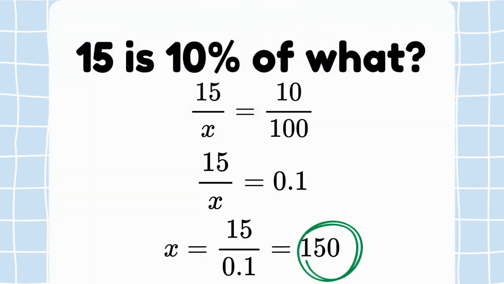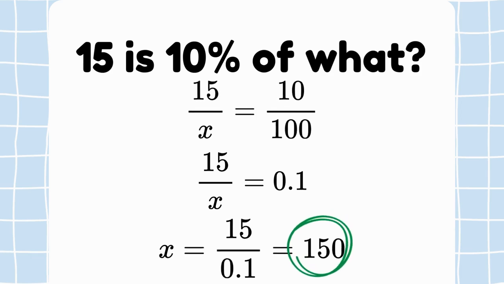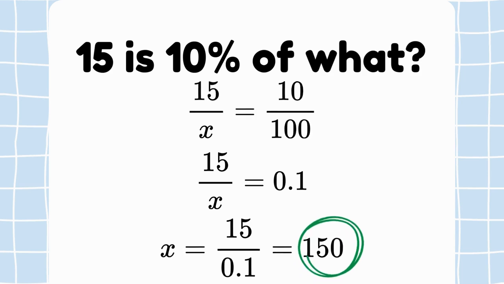Now, when we go to break this down, we can divide the 10 by 100, turn that into 0.1. But in order to get the x alone, here we divide the 15 by the 0.1. The x and the 0.1 trade places, and we can find that 150 is the of. 15 is 10% of 150.